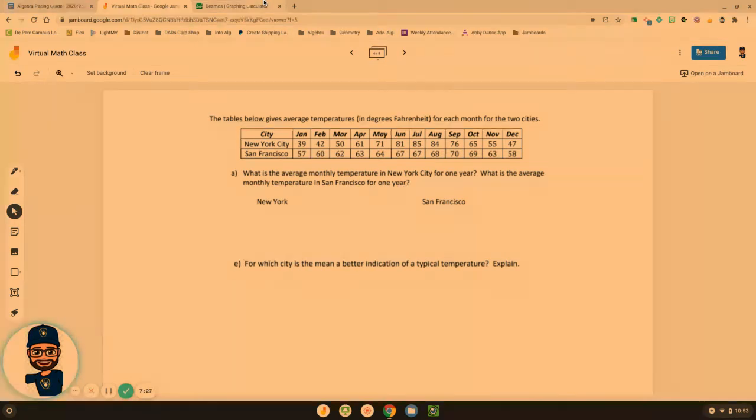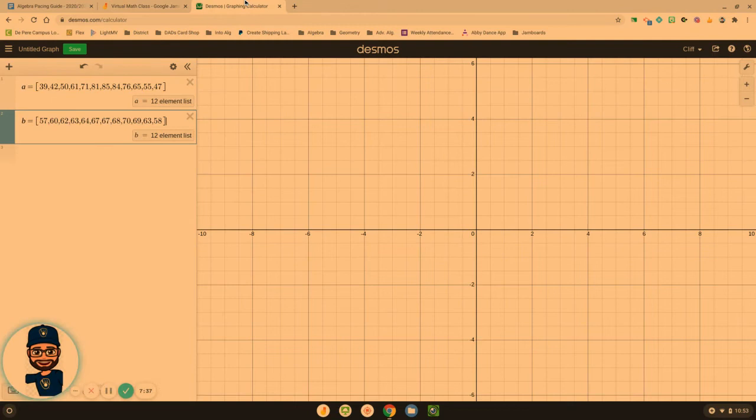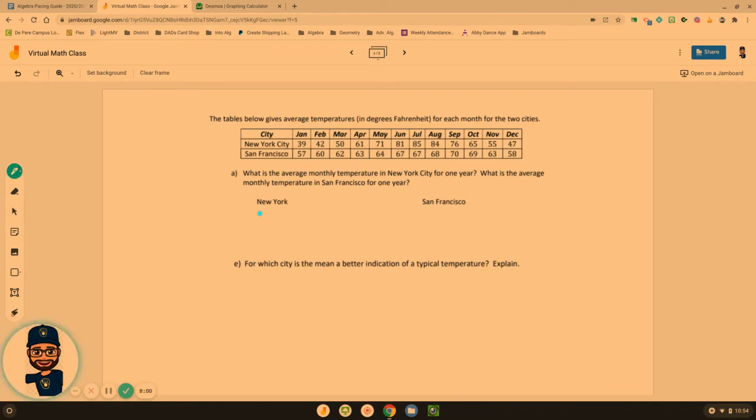The best thing that we have going for us is to use Desmos. And so what I've done is I have hopped over and already input New York City and their values as A, and San Francisco and its values as B. So here we go, right? 12 elements and 12 elements in each list. We're talking about the 12 months of the year. So the first question was to find the mean. So I'm going to type in the word mean, parenthesis A, parenthesis. So the mean for set A was 63. So the average temperature for New York City is 63, according to this data.